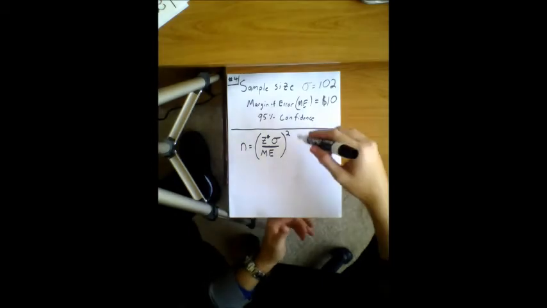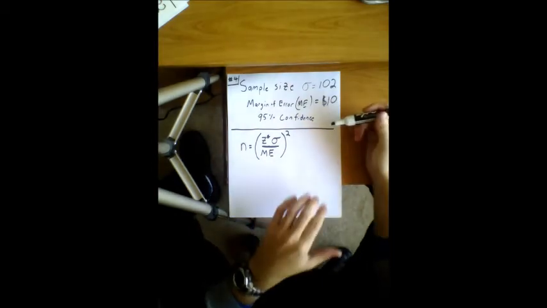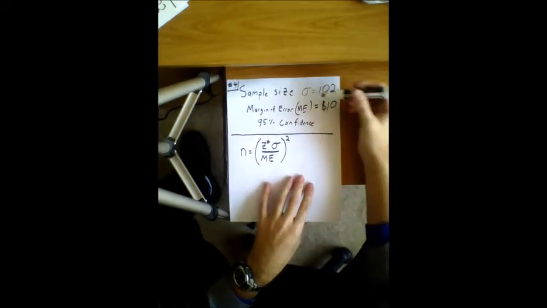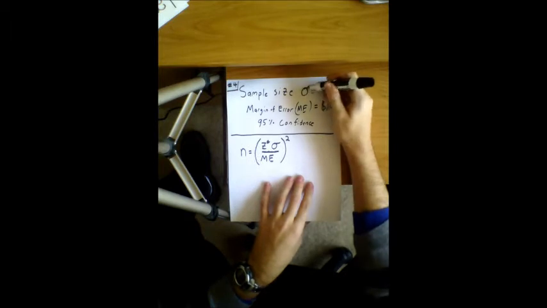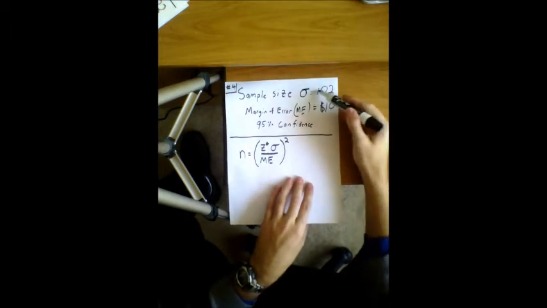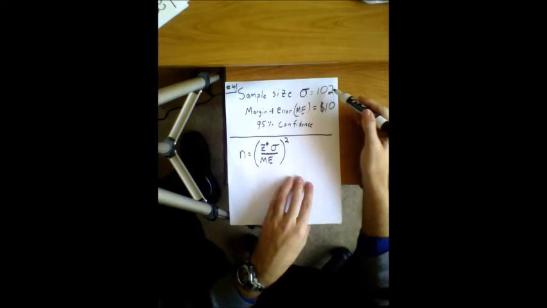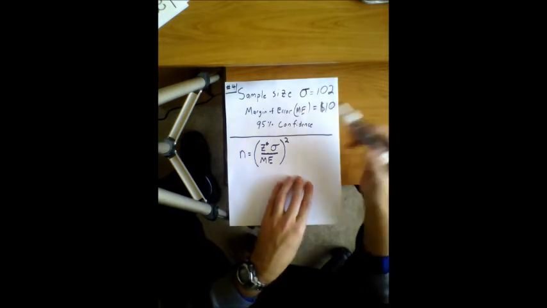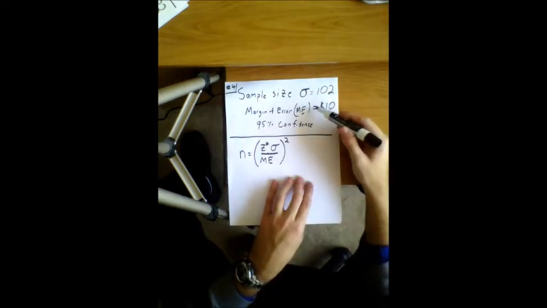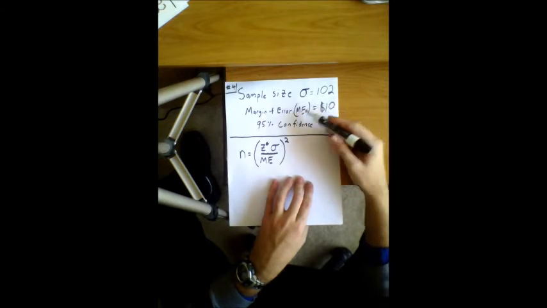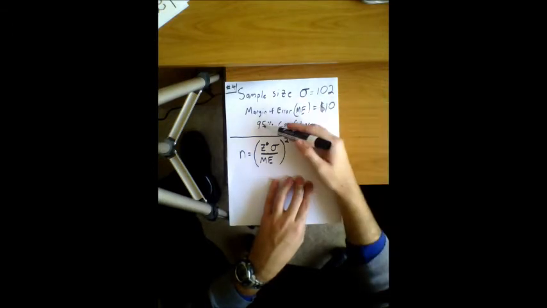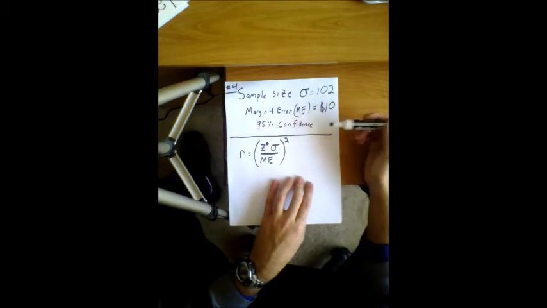For this particular problem, we want the sample size here. We're going to assume that the population standard deviation is 102. This is given to us by a prior study. We want our margin of error to be at most $10. So we want our margin of error to be $10, and we do want this at a 95% confidence.